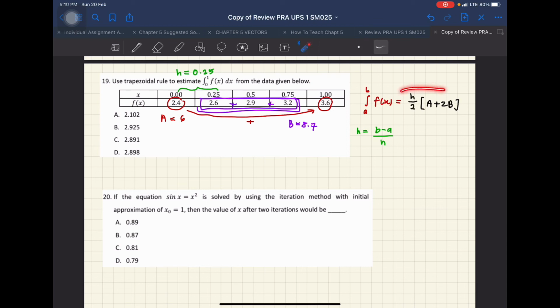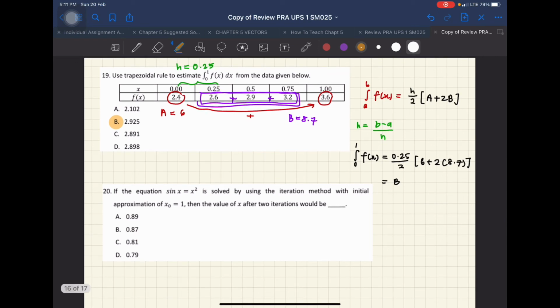Alright, so just substitute into this formula. So awak akan dapatlah jawapan untuk this one. Okay, so jom kita try. So awak akan dapat integral 0 up until 1 fx is equal to h is 0.25 divide by 2, and then your a is 6 plus 2, b is equal to 8.7. Okay, so kalau tekan kalkulator dengan betul, jawapan awak adalah bahagian ini juga. This is your answer. Okay, you should get that one correct. Okay, that's it for number 19.